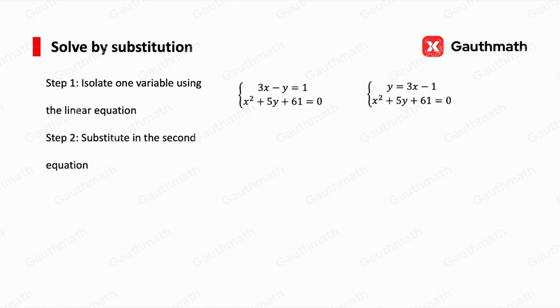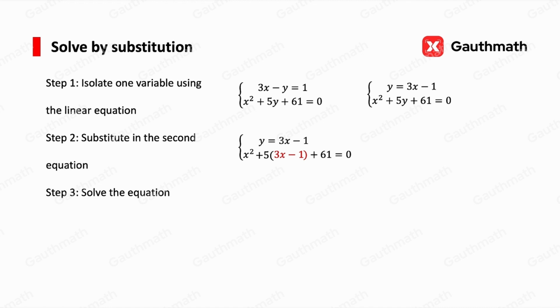And the second step, substitute in the second equation. So we may substitute the y into the second equation. So the second equation becomes x squared plus 5 times (3x minus 1) plus 61 equals 0.